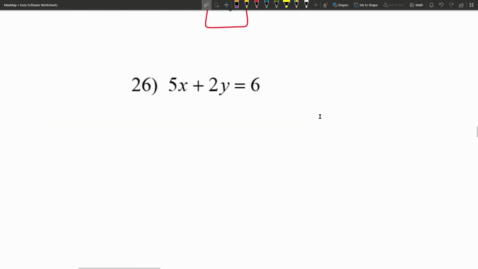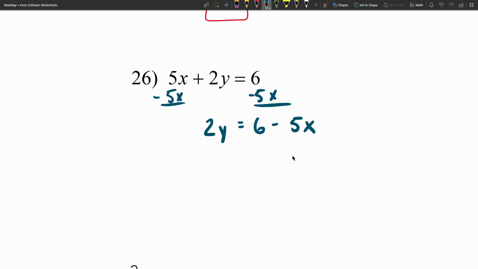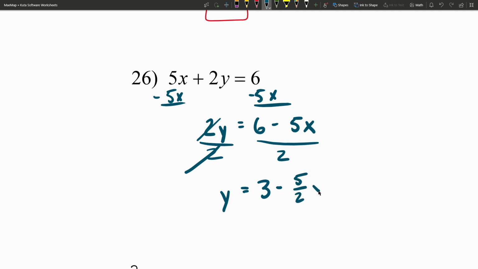Number 26, we're going to have to do the same thing because you see here, we don't have it in the form of y equals mx plus b. So we got to get there. Let's start by moving this 5x to the other side. So we'll subtract 5x. That's going to give us that 2y equals 6 minus 5x. All we have to do left is divide by that +2 to both my terms, because 2 divided by 2 is 1. 1 times y is y. And that's equal to 6 divided by 2, which is 3, minus 5x over 2, which is 5/2 x.